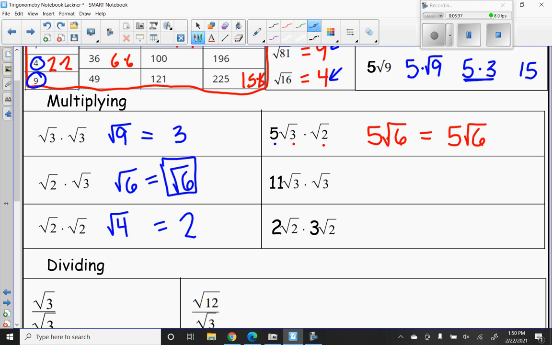Okay, once again, on 11 radical 3 times radical 3, we have a whole number and 2 things that are alike. So I'm multiplying the 2 things that are alike. 9 is one of our special numbers. The square root of 9 is 3. So this really becomes 11 times 3. And your final answer is 33.